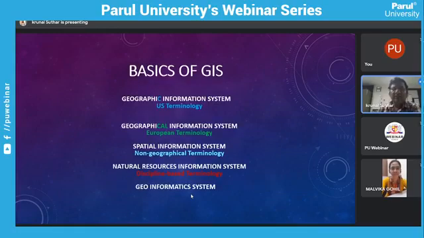GIS is not a new thing. It has existed since 1964, by Sir Roger Tomlinson from Canada. But different countries and regions have different terms for GIS. For example, Geographic Information System is the term used by the USA, Geographical Information Systems by Europe, Spatial Information Systems as a non-geographical term in technical language, and Natural Resource Information System as per discipline-based terminology. In India and the remaining parts, we know it as a geoinformatics system. In short, GIS.